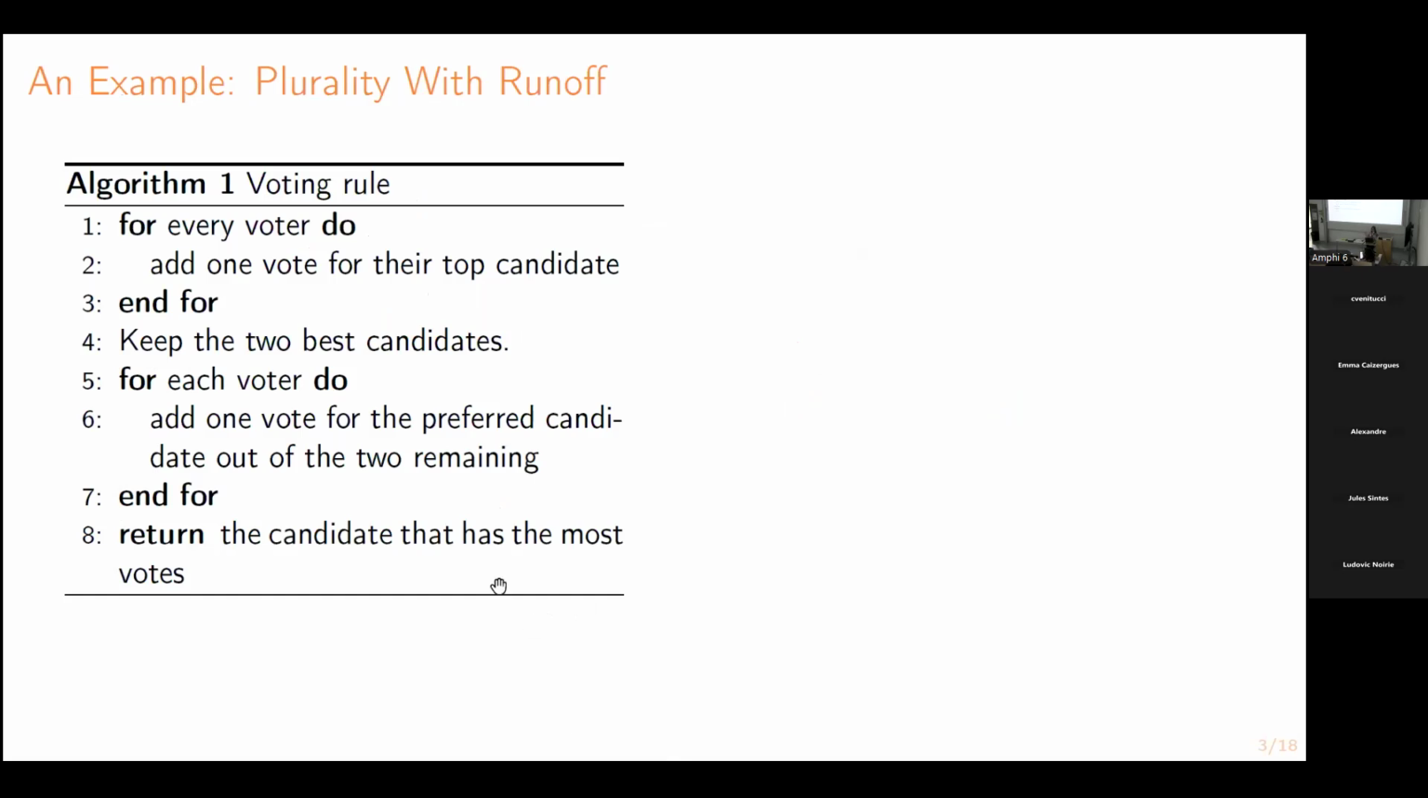So for example, we are going to look at plurality with runoffs. So it's the French system. For those who don't know what is the French system, you first go vote once and you give your favorite candidate. And then after the first vote, the two best candidates are kept, so the candidates that have the most votes, and then you go vote a second time to choose between those two. And so here I just gave the voting rule, so what's the principle.